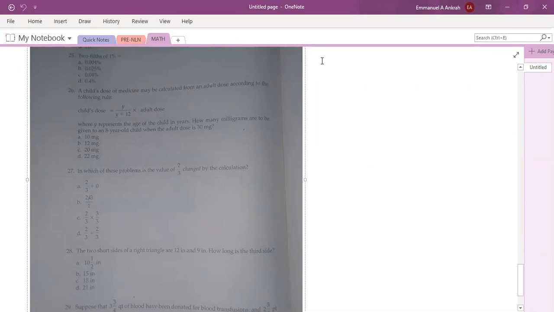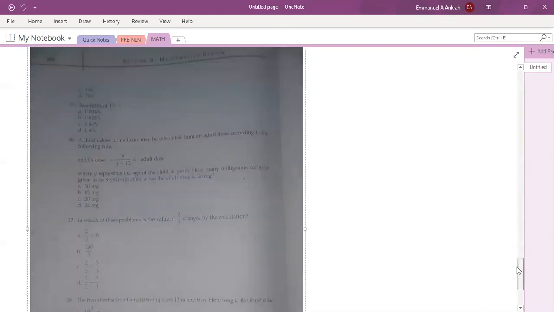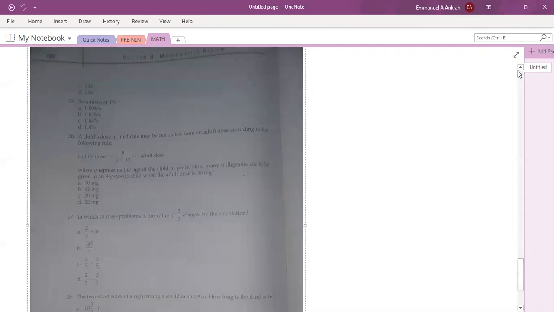What's the mouse? If you could mute yourself, if you have kids around, so that it doesn't come in. I'm recording it, so.